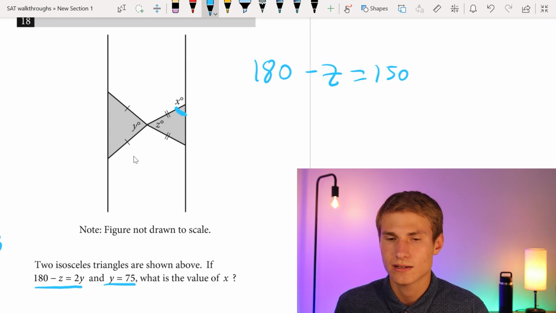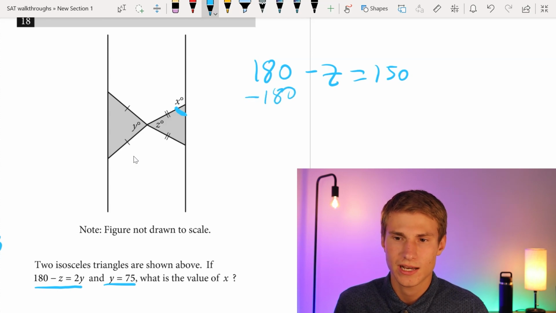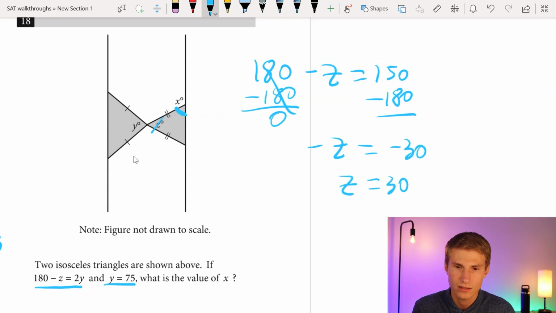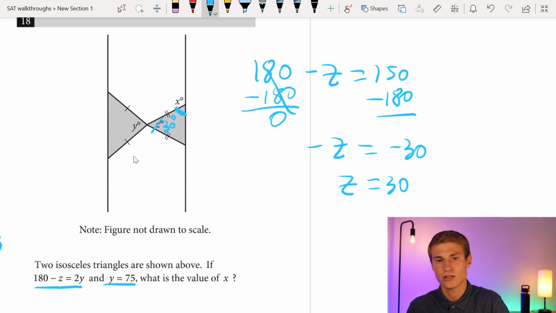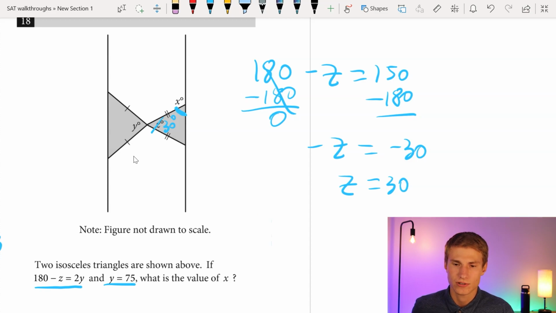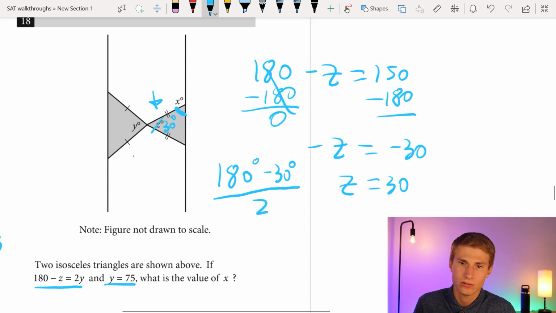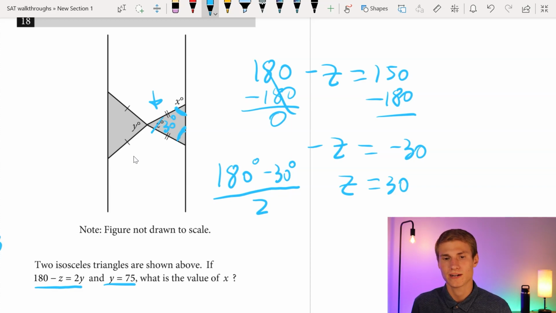To solve for z, I'm going to subtract 180 from each side. That's going to leave me with negative z is equal to negative 30, which means that angle z is equal to 30. So I can plug in 30 there. Since I know it's an isosceles triangle, I can do 180 degrees, because there's 180 degrees in a triangle, minus that 30 degrees, which represents angle z. Then I divide that by 2, because since it's an isosceles triangle, the angle that I marked in blue that we have to solve for is going to be the same as that other angle that I'm marking in blue right now.